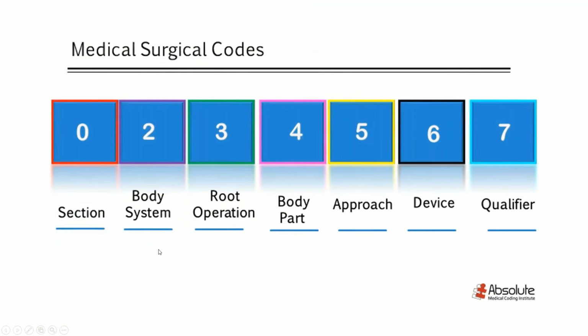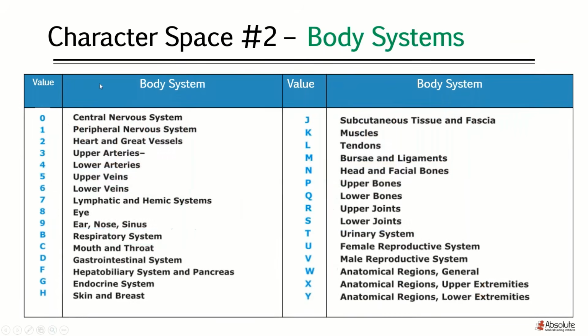Now let's talk about the body system, our second character. The body system is the part of the body being operated on, or rather the system of the body being operated on, okay? So here are your systems. On the upper right, if you just want to stay focused, this is our second character space, and the values for the body systems are outlined as such.